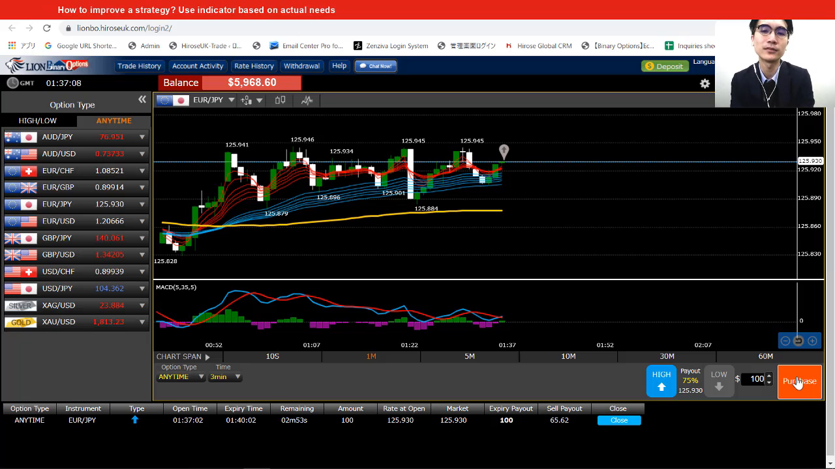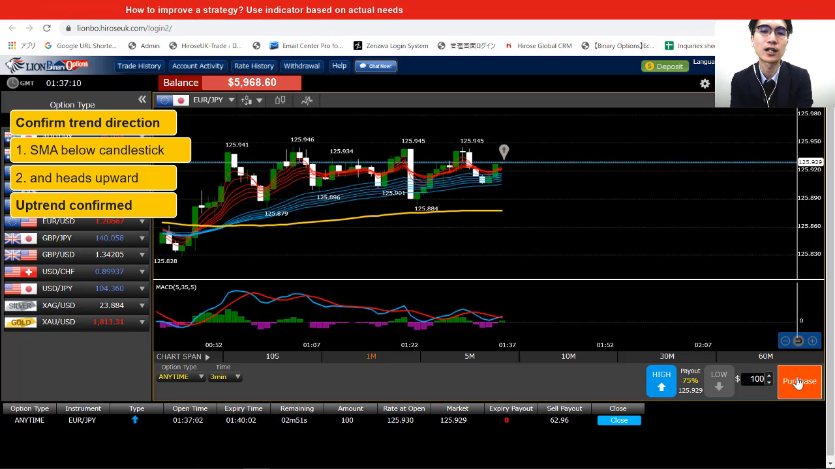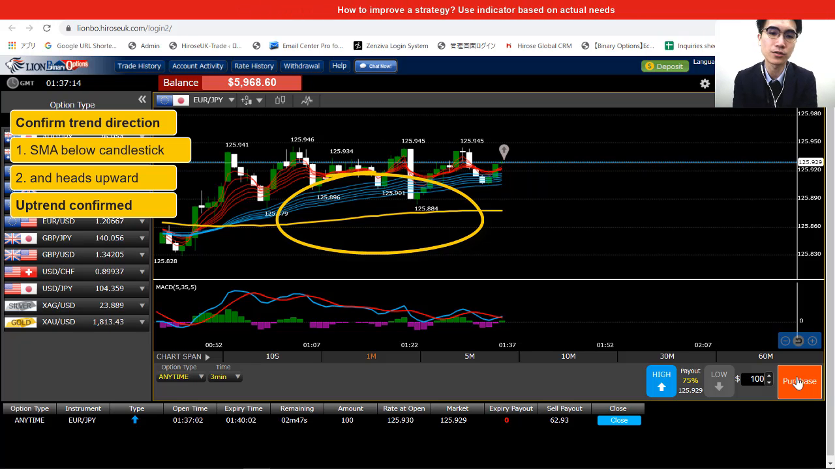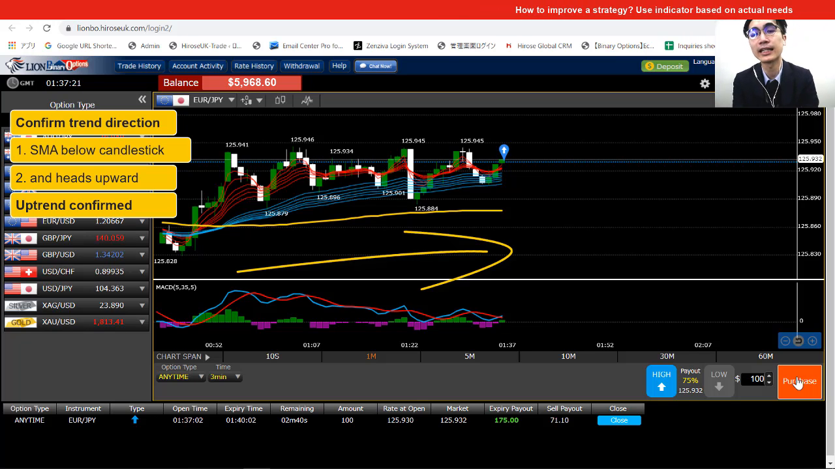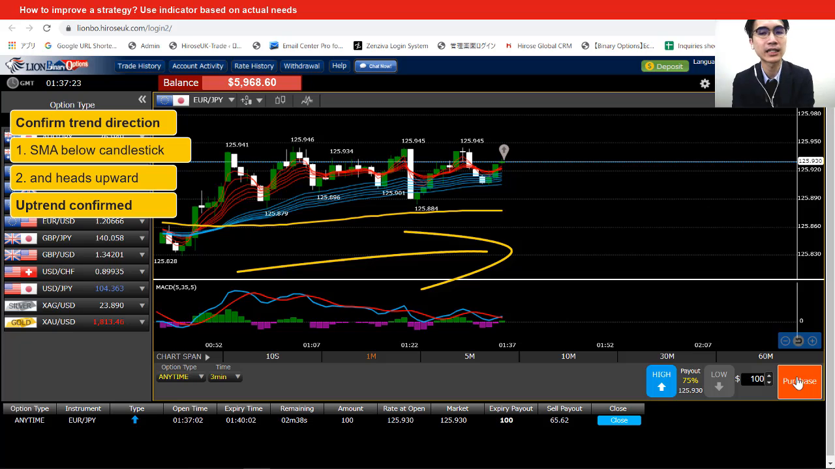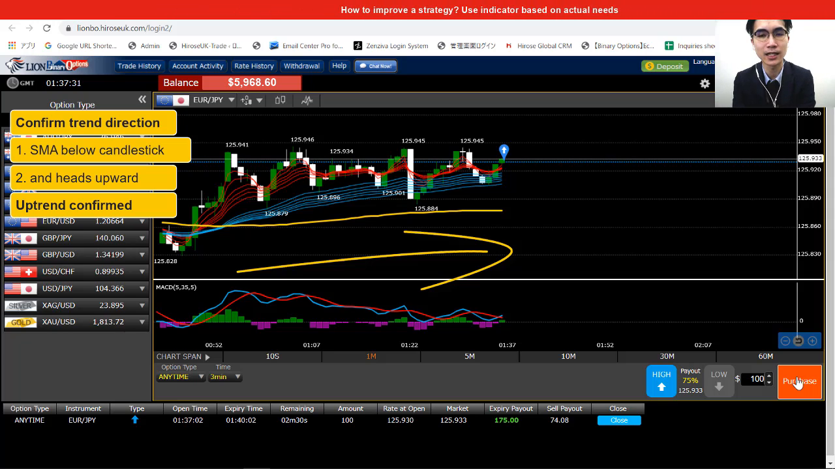If we take a look at the simple moving average, as I mentioned, the strategy is a trend following strategy. The simple moving average here is below the candlestick and it's heading upwards. So I can say that the market might be in an uptrend, where price goes up overall, and then we will be looking for purchase timing to open a high option.